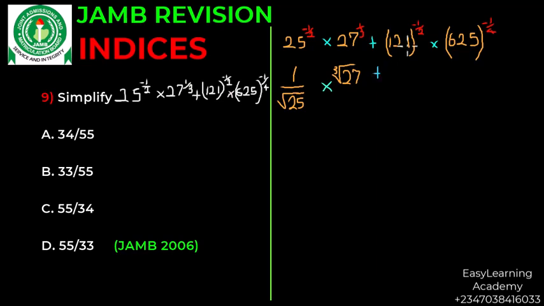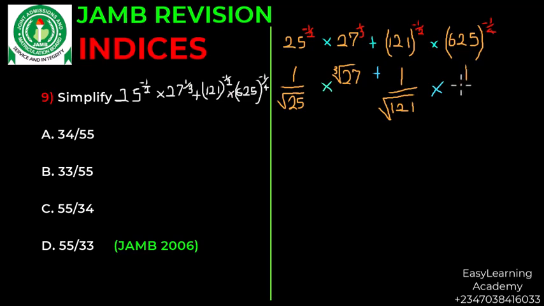Now for 121, we have minus 1 over 2. The 1 over 2 stands for square root, and then to take away the minus sign there, we introduce 1 over, and then introduce the square root sign. So we have 1 over the square root of 121, and you now say times that of this one, which stands for the fourth root.